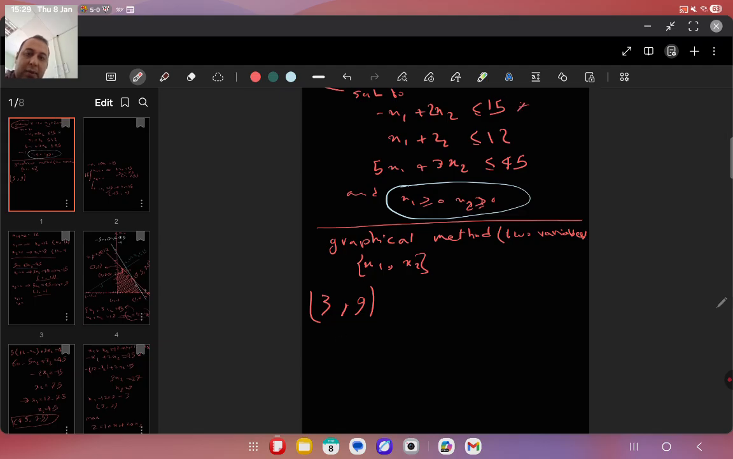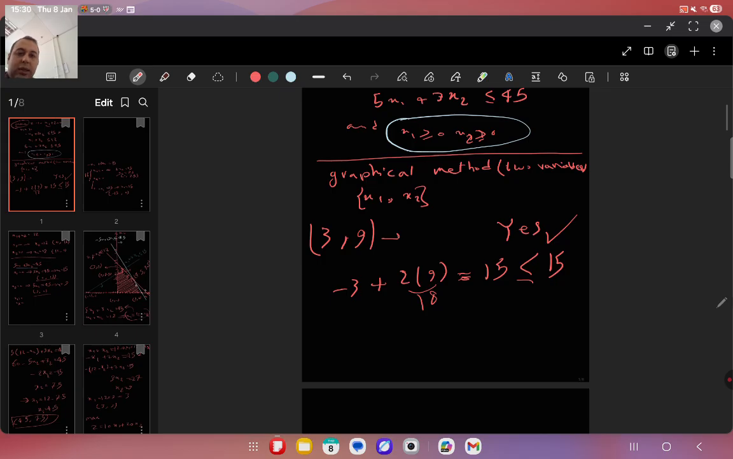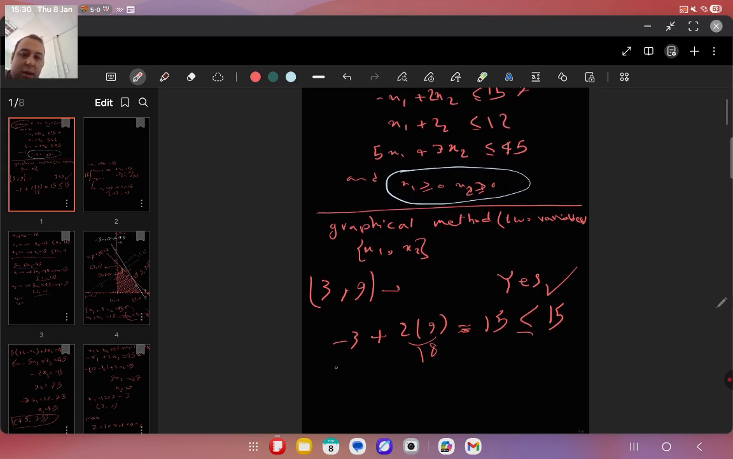Okay, look at the first limitation, that we have minus 3, for example, if I substitute inside, plus 2 times 9. 2 times 9 is 18. Minus 3 becomes 15. Is it less than or equal to 15? Yes. True. Next one. 3 plus 9 less than or equal to 12. Yes, because 12 is equal. It's true.